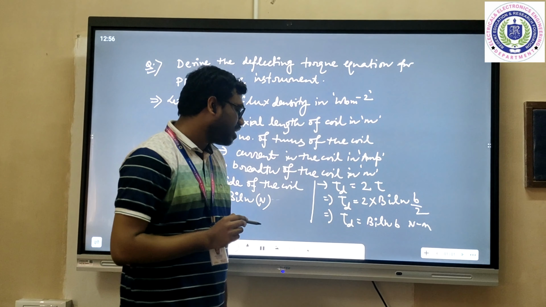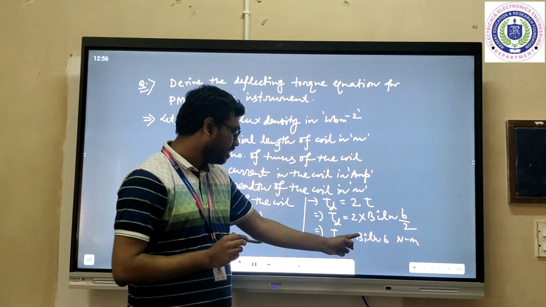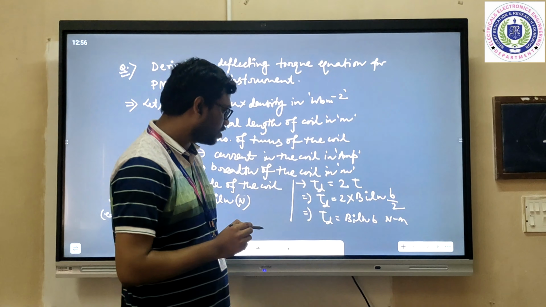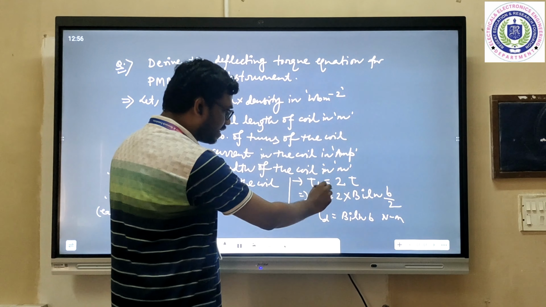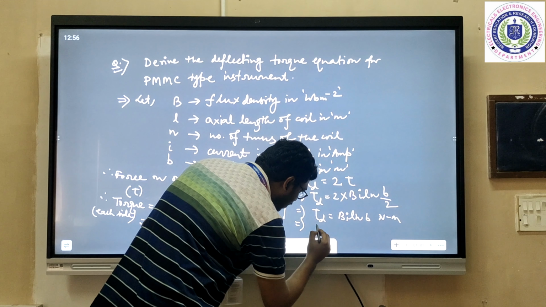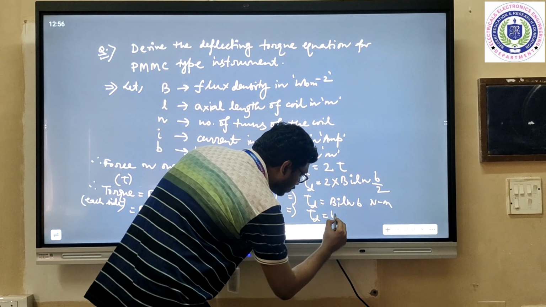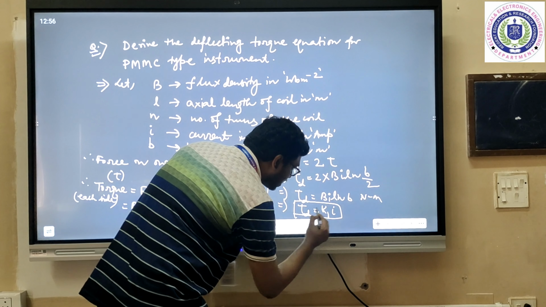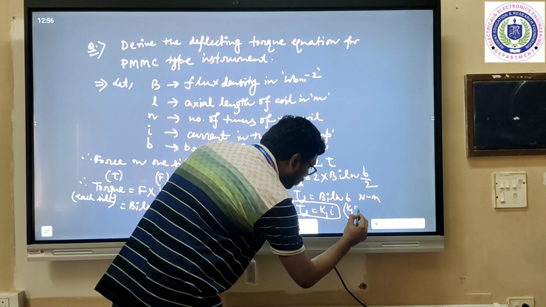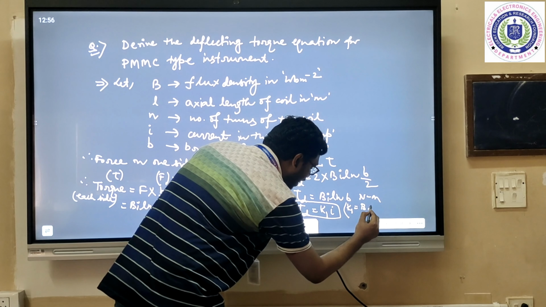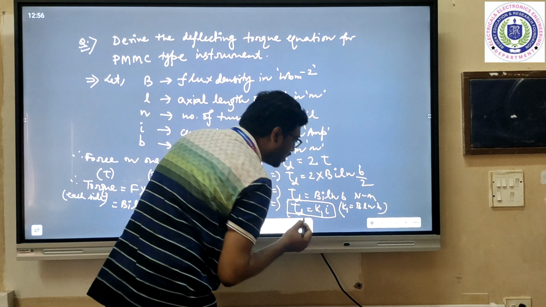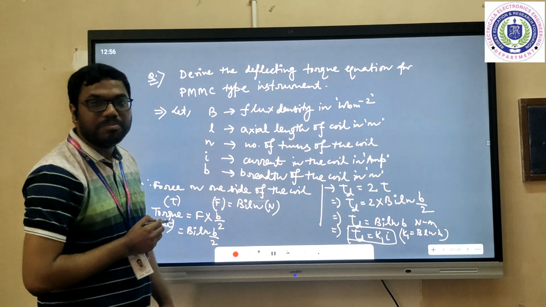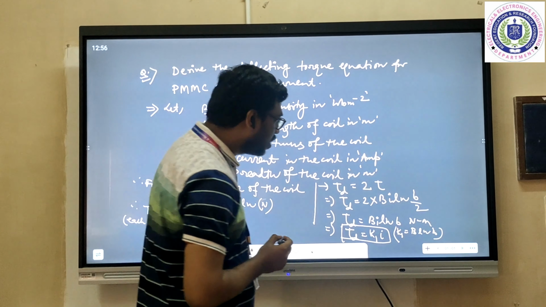Now for PMMC type instrument, this B is constant, this L is constant, this N is constant, as well as this b is also constant. So only one thing will vary, that is current. So finally I am writing tau d is equal to, say, K1 into I, where this K1 is equal to B L N b. These all are constant. So that is the deflecting torque equation for PMMC type instrument.